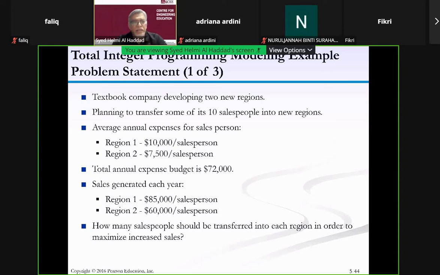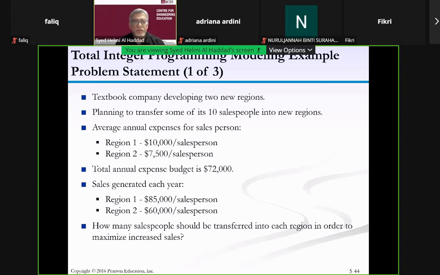Okay, and region 1 can generate 85,000 per salesperson a year. Region 2 can generate $60,000 for each person. The question is how many salesperson should be transferred into each region in order to maximize the increase in sales? We have 10 salesperson. How many of them should be transferred to region 1? And how many of them should be transferred to region 2 so that you can maximize the increase in sales?